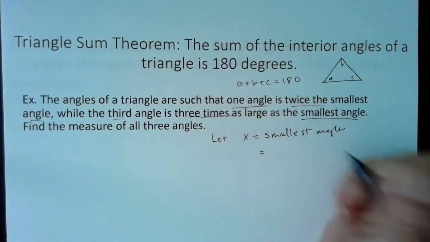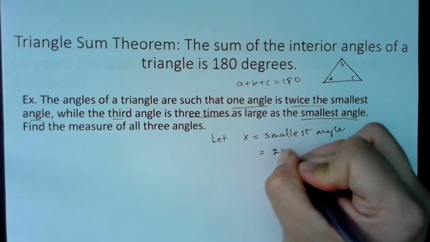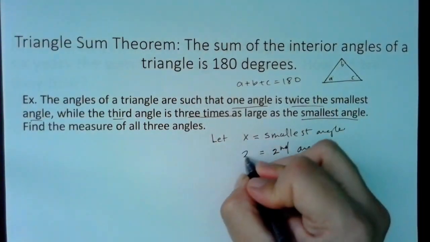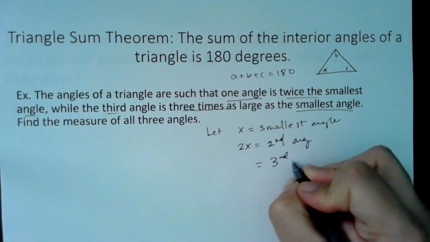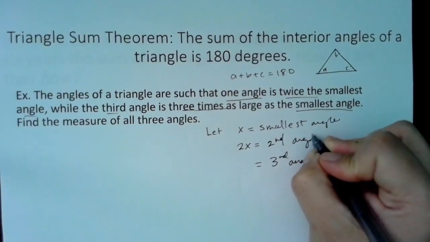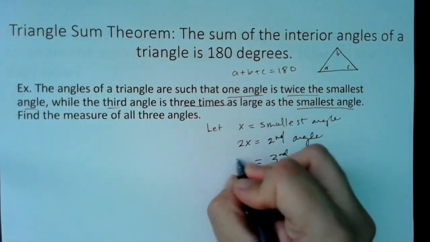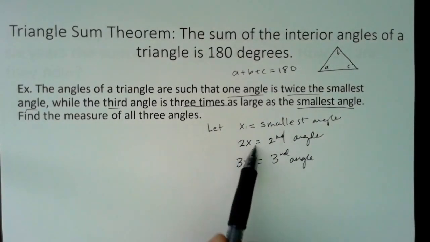So the second angle, I guess we could say, is twice the smallest, 2x. And then the third angle is 3 times as large as the smallest, so 3x. And then it says find the measure of all 3 angles. So we have 1, 2, 3.